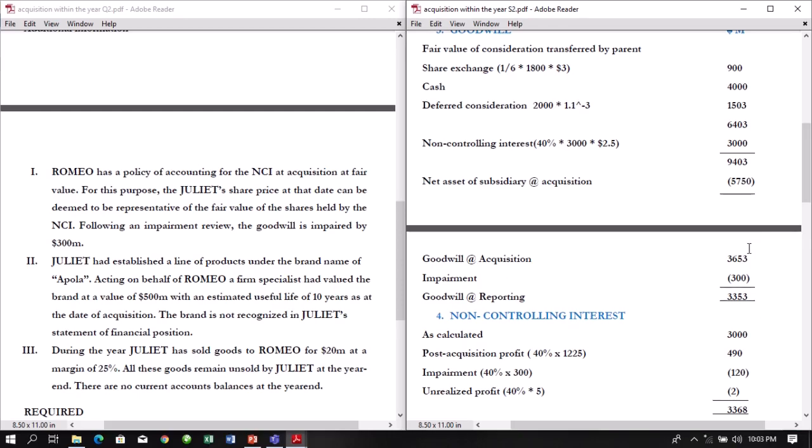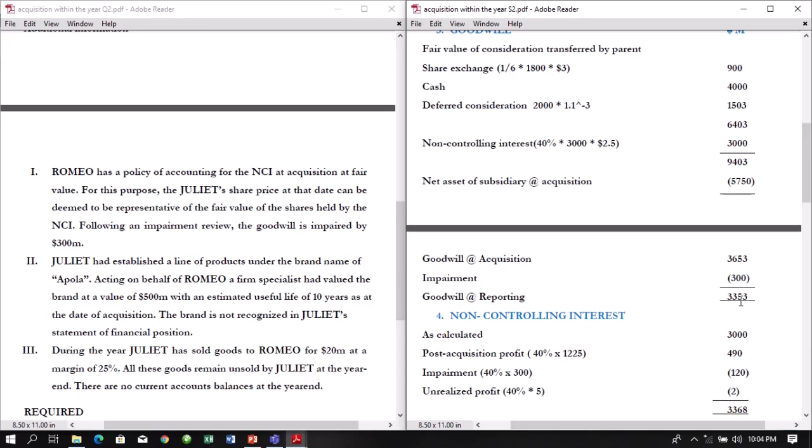Now, additional information 1 said something about impairment. Following an impairment review, the goodwill is impaired by 300 million. So coming here, impairment is 300, giving me my goodwill at reporting to be 3353. Now, looking at this impairment, don't forget, we said whenever we use the proportionate method to measure NCI and there is impairment, such impairment will be suffered by only the parent company. But if I measure my NCI using the fair value approach, any impairment will be suffered by both the parent company and the non-controlling interest.